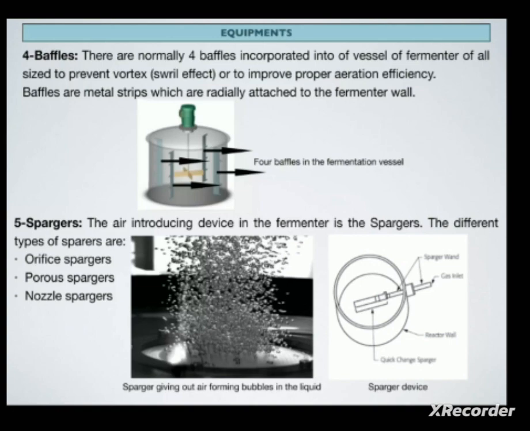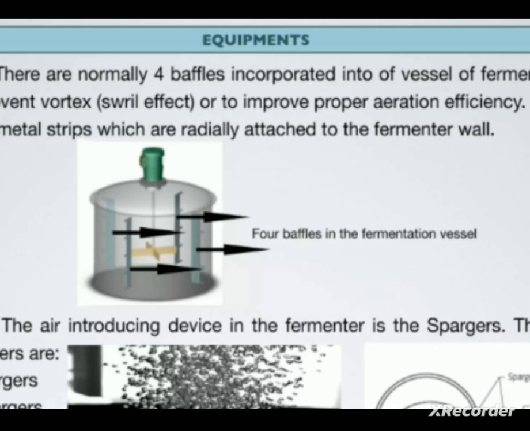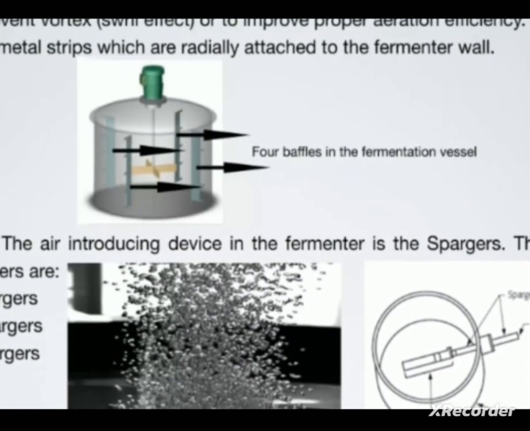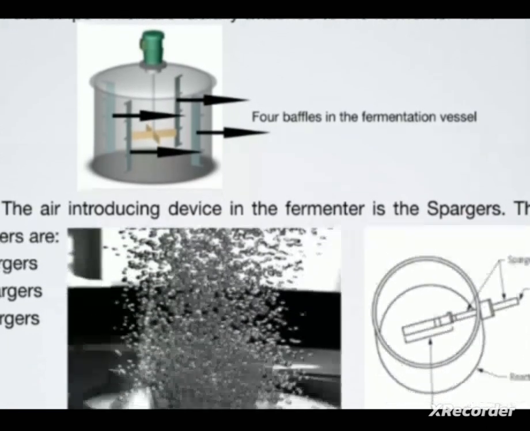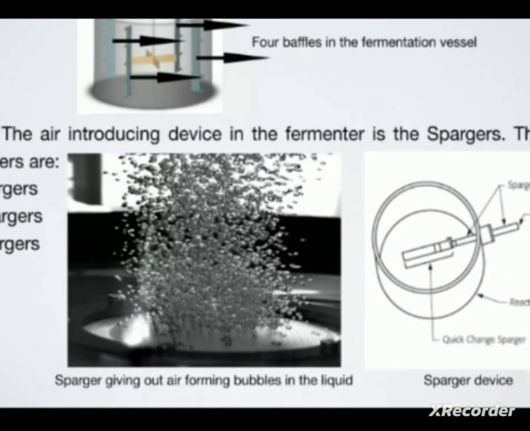Then here is the equipment. The next part is baffles. Normally four baffles are incorporated into a vessel. Then spargers: the air introducing device in the fermentator is the sparger. You can see it in the slides.